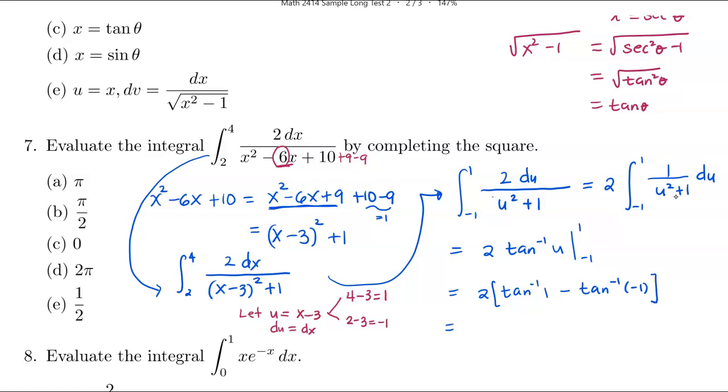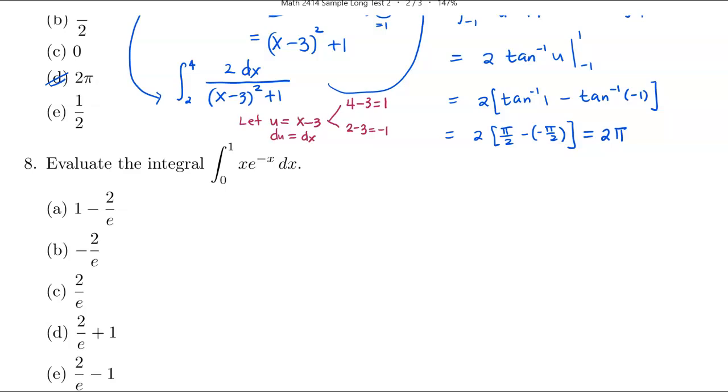Now, what is tangent inverse of 1? That's pi over 2. Tangent inverse of negative 1 is negative pi over 2. So you have pi over 2. This becomes plus, minus minus is plus. So pi over 2 plus pi over 2 is equal to pi. So this makes it 2 pi. That is letter D.